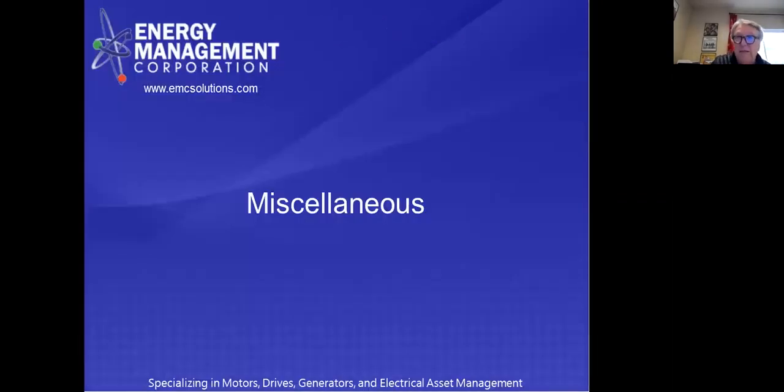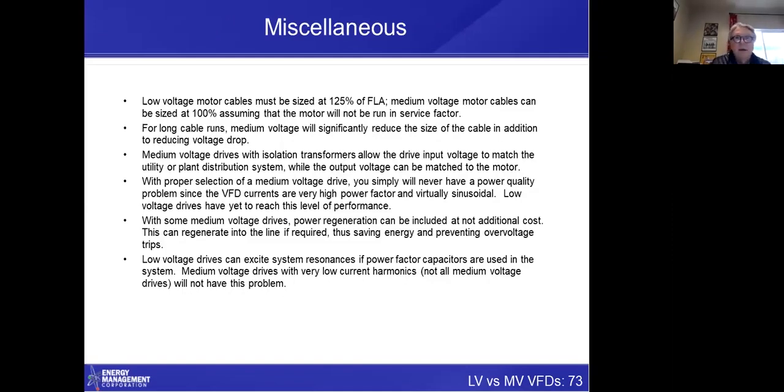Now, miscellaneous things, and we're just about done here. Number one, low voltage motor cables must be sized at 125% of full load amps. That's a National Electrical Code provision. Medium voltage motor cables don't. The standard basically says that on medium voltage cables, you size the cable at wherever the medium voltage drive is programmed to trip. And therefore, they're leaving that up to the engineer to set that drive and the cable appropriately. So for long cabled runs, you can significantly reduce the amount of cable.